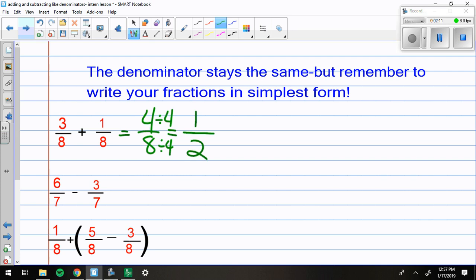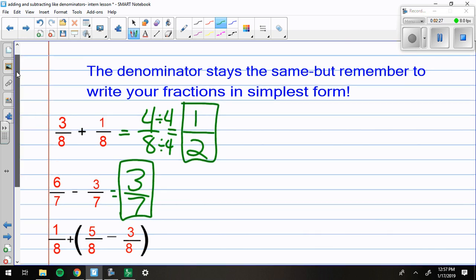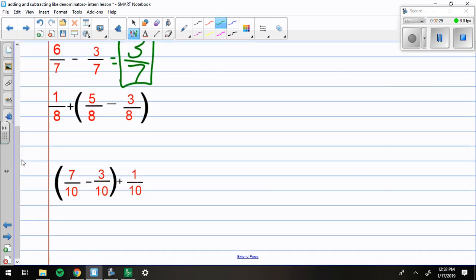And the same thing with 6/7 minus 3/7. Denominator is 7 because it stays the same. 6 minus 3 is 3. Am I done? Yes. That is in simplest form. So we are good there. And 1/2 is my answer there. All right. Do the next two.